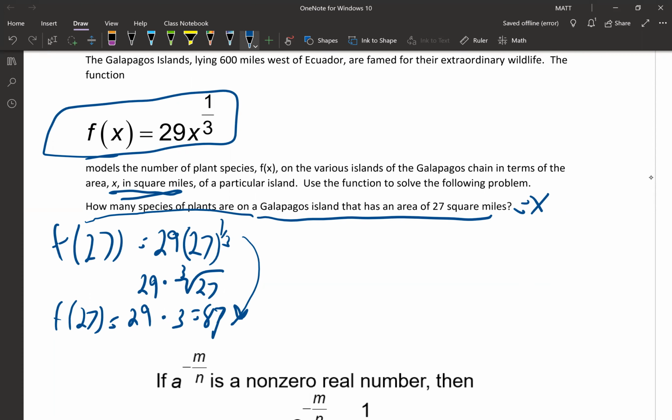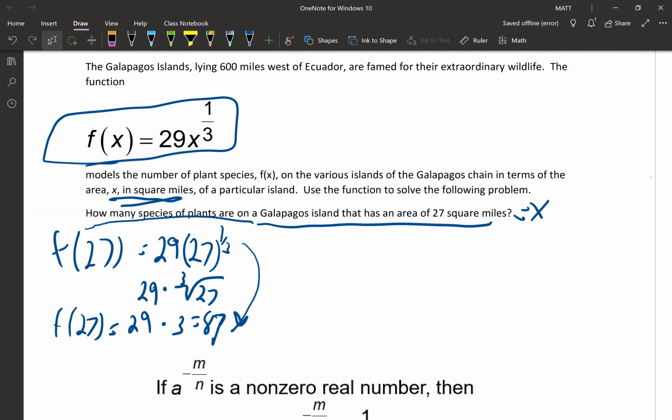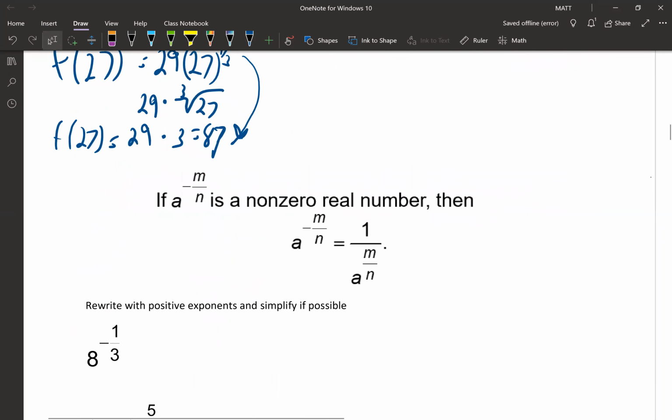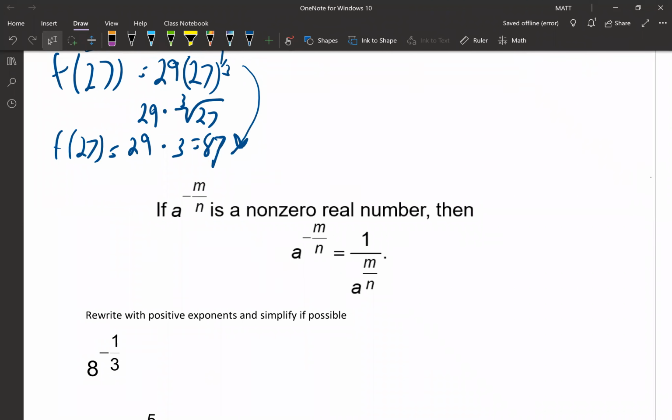All right, so now we'll move on to negative rational exponents. If we have a to the negative m over n, and that's a real non-zero number, then we have this. If we have a to some negative exponent, that's the same thing as saying we have 1 over the positive exponent. So this will work with our whole numbers as well.